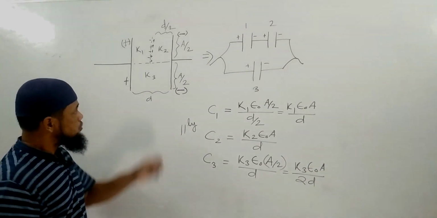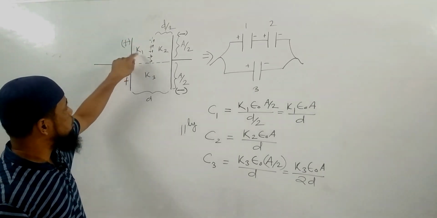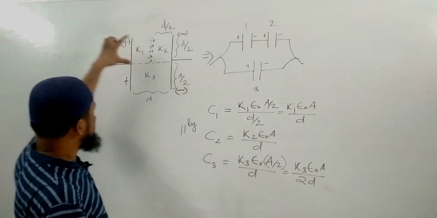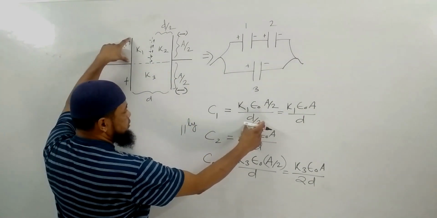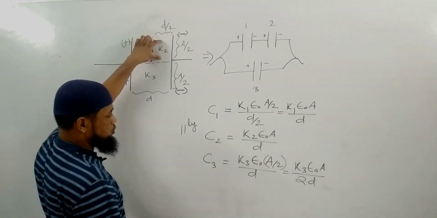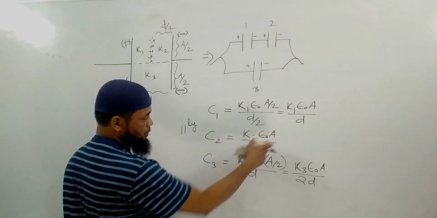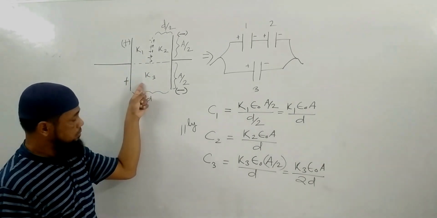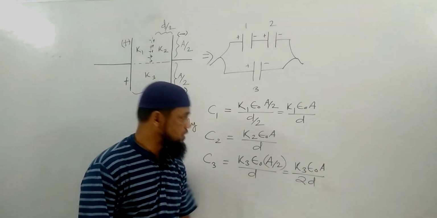Anyway, now if you calculate the capacitance of this first part, call it C1, how much will it become? K1 epsilon naught, plate area A by 2 and separation D by 2. Similarly C2 will become K2 epsilon naught A by D. In C3, the third part, K3 epsilon naught, area is A by 2, separation is D. So this will be C3.